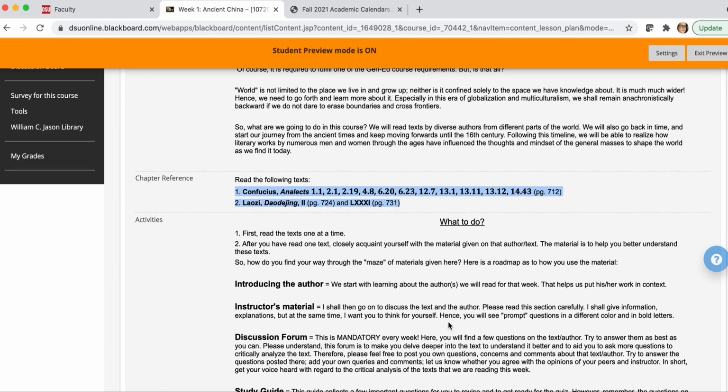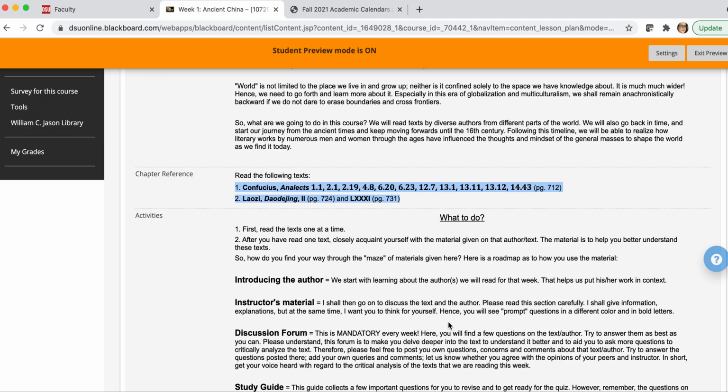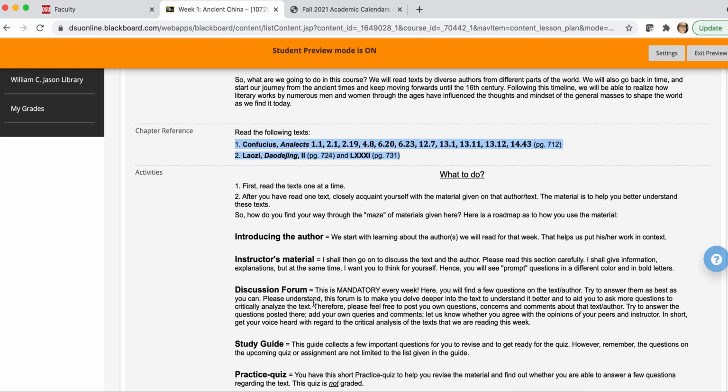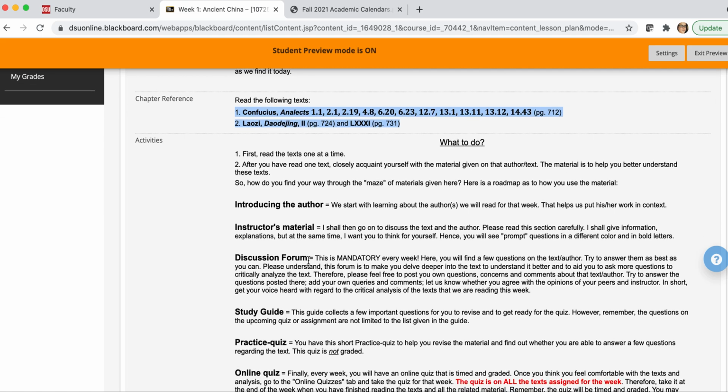There are several sections in the module that you need to read after you do the readings in the textbook. You can read the Introducing the Author section. There is always instructor's material, which is where we do our teaching, where I communicate to you my ideas about the text. Then the discussion forum. That is where you complete questions that I ask you about the text, and it is very important that you complete all of the discussion board questions. Do your best, try to answer each one thoroughly.